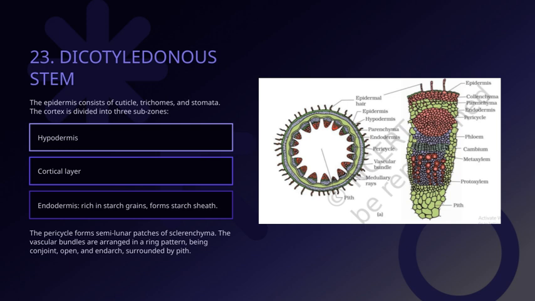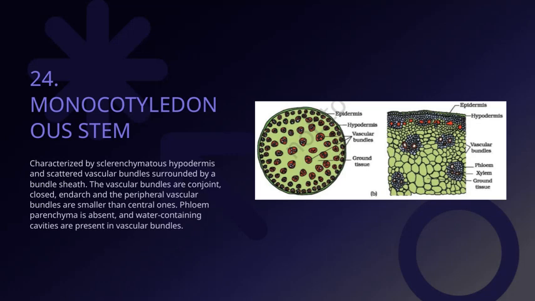Now, speaking of the epidermis itself, it consists of a cuticle to prevent water loss, trichomes, which are hair-like structures that can serve various functions, and stomata that facilitate gas exchange. Finally, the cortex is divided into these 3 subzones, each with specific roles, contributing to the overall function and integrity of the stem. Understanding this layered organization helps us appreciate how dicot stems support their growth and respond to their environment. Now, let's look at the structure of the monocotyledonous stem.